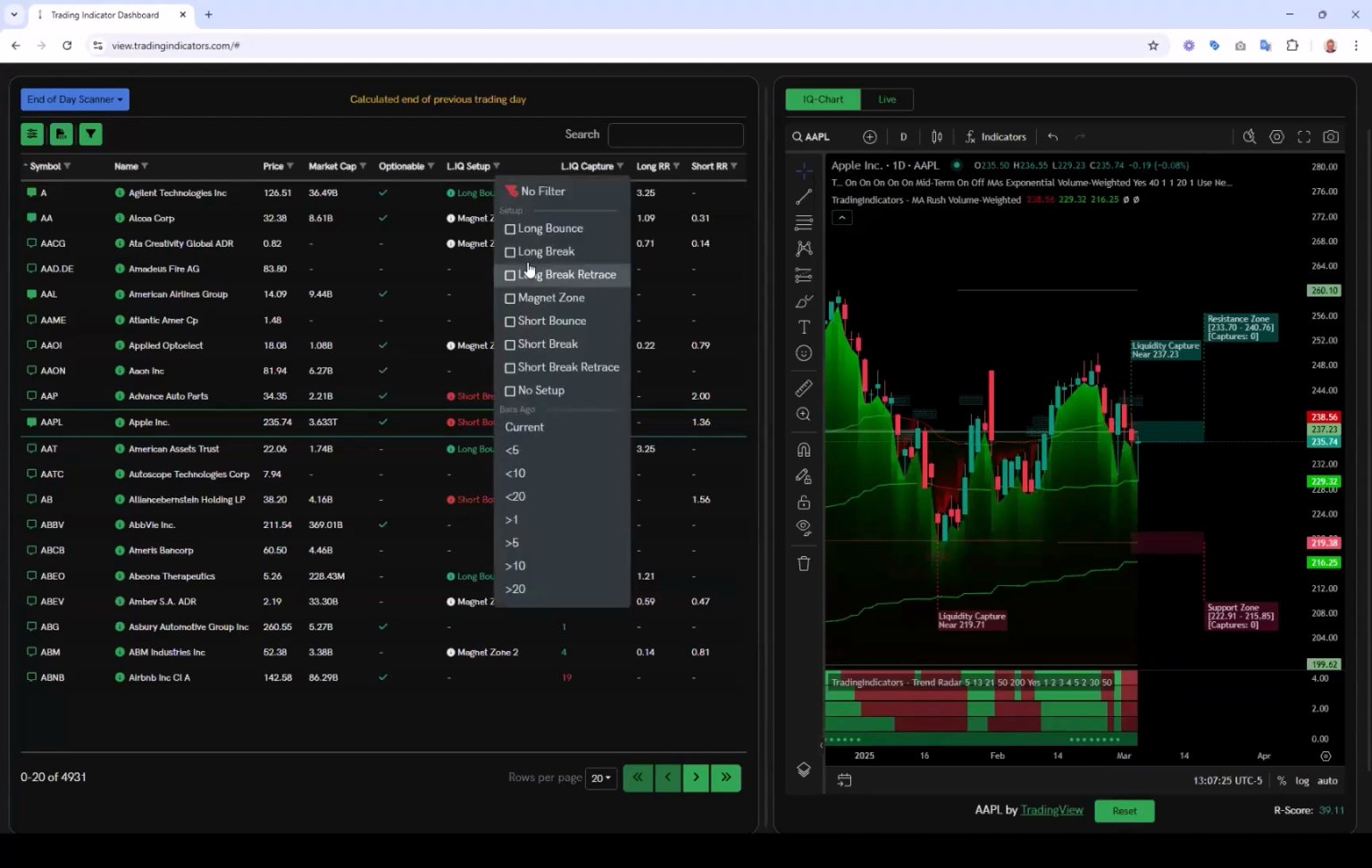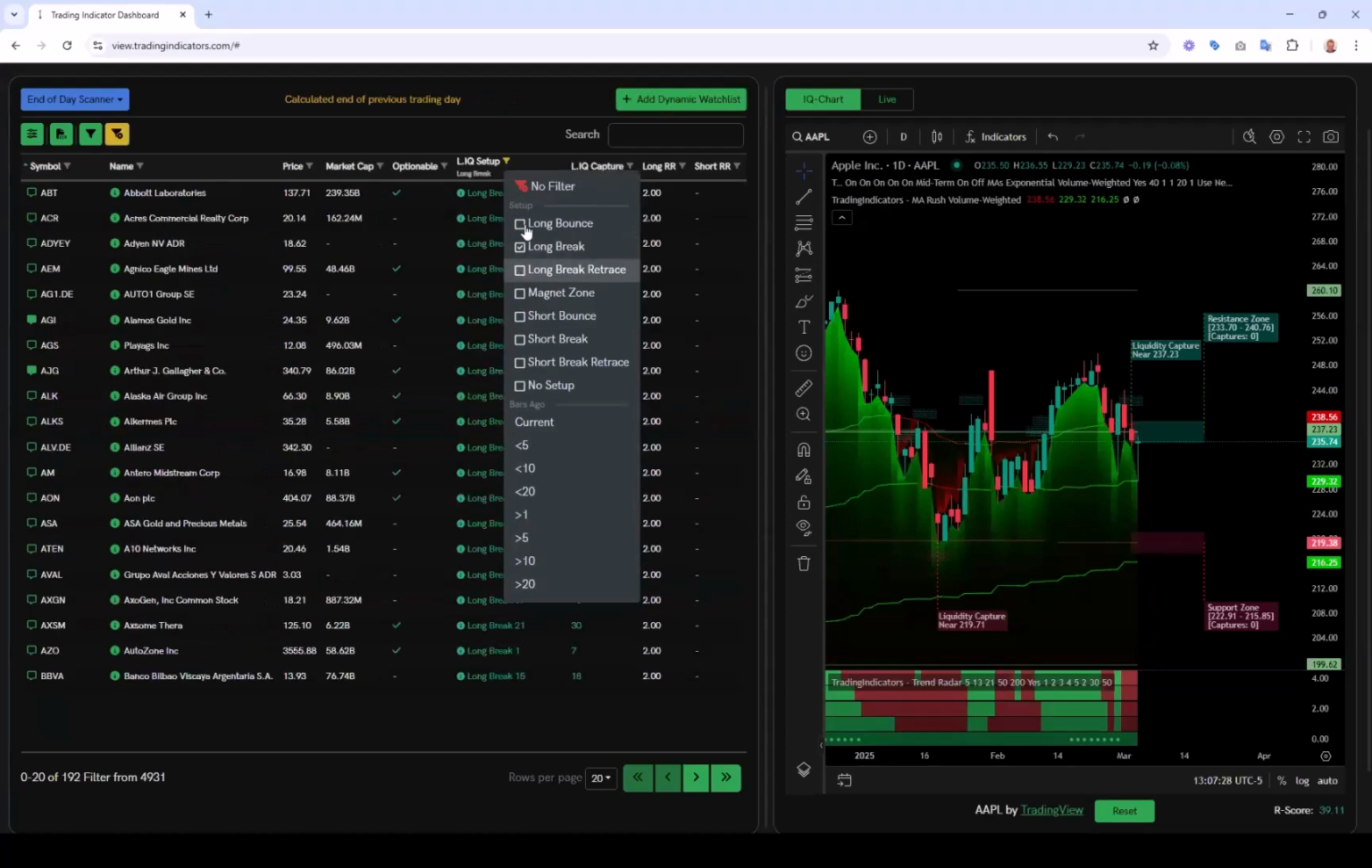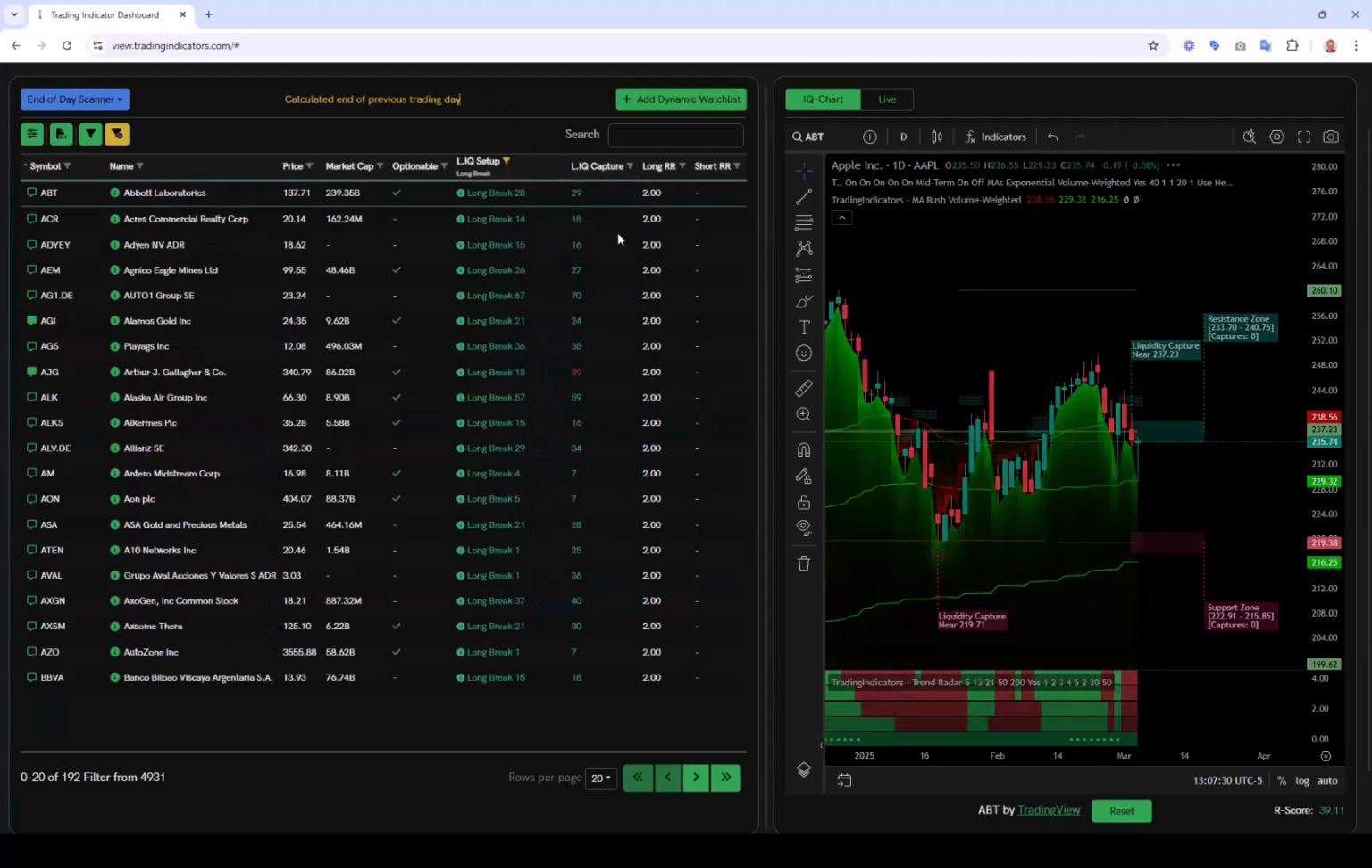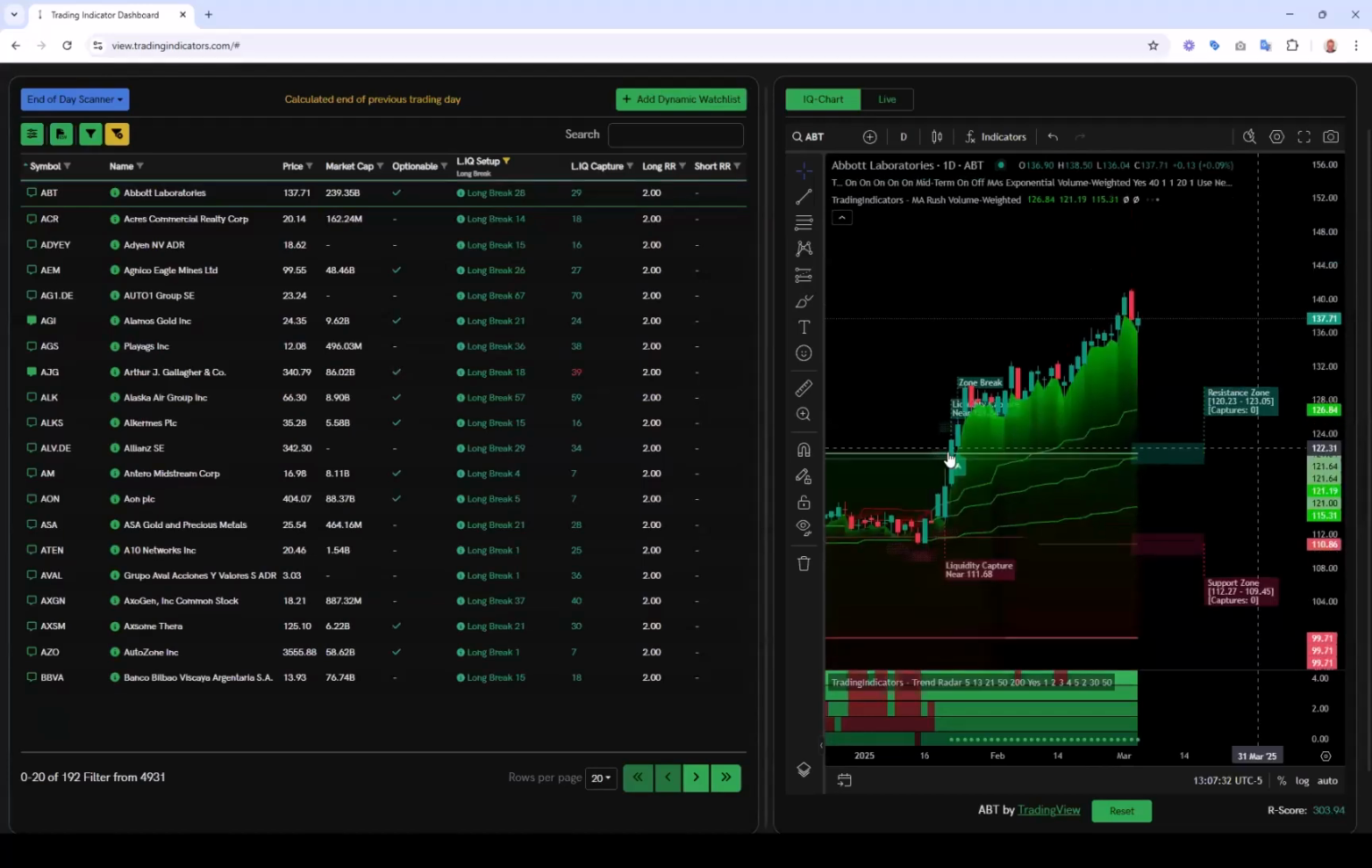The next setup, for example, is long break. Long break means, hey, we are trading above our resistance level, which was broken. You can see it here. We had a long break 28 trading days ago. See this little arrow here? If I count the candles from here to there, that's exactly 28 days. We're trading above our resistance level. That's a long break. Or short break.